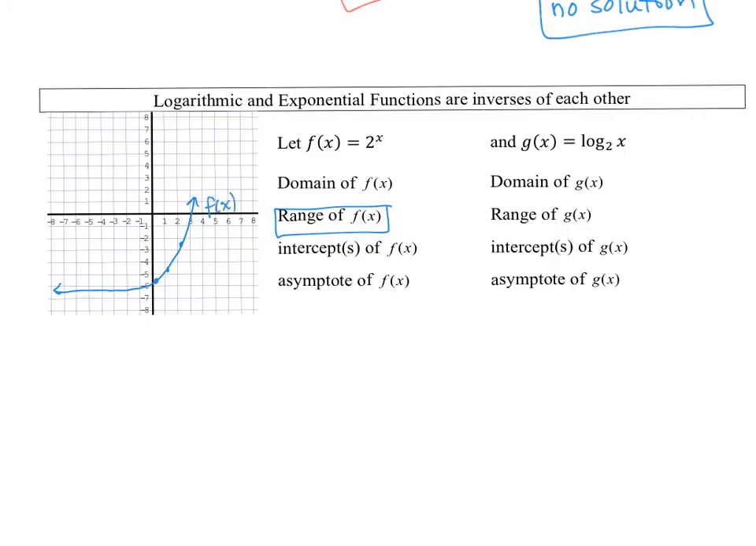Okay, the domain of f of x is negative infinity to infinity. The range is 0 to infinity because it doesn't cross that asymptote. The y-intercept is 0, 1. There's no x-intercepts. And the asymptote was at y equals 0.